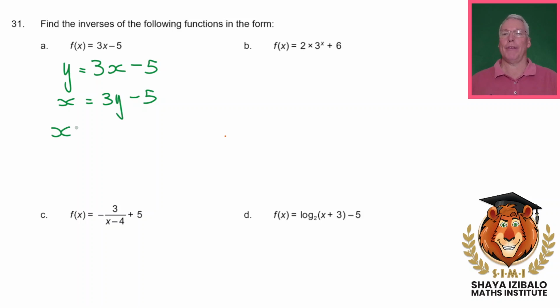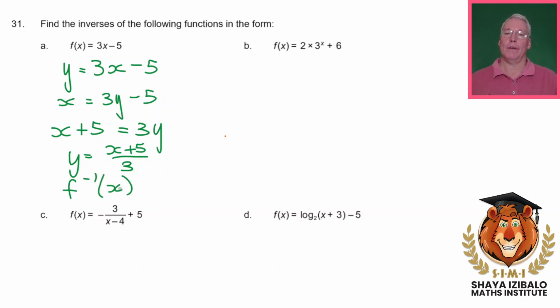Let's add 5 to both sides. And let's divide both sides by 3. Right, so y is going to be x plus 5 over 3. But lastly, we write it as f inverse of x equals x plus 5 over 3. Let's just check, as we love to do.